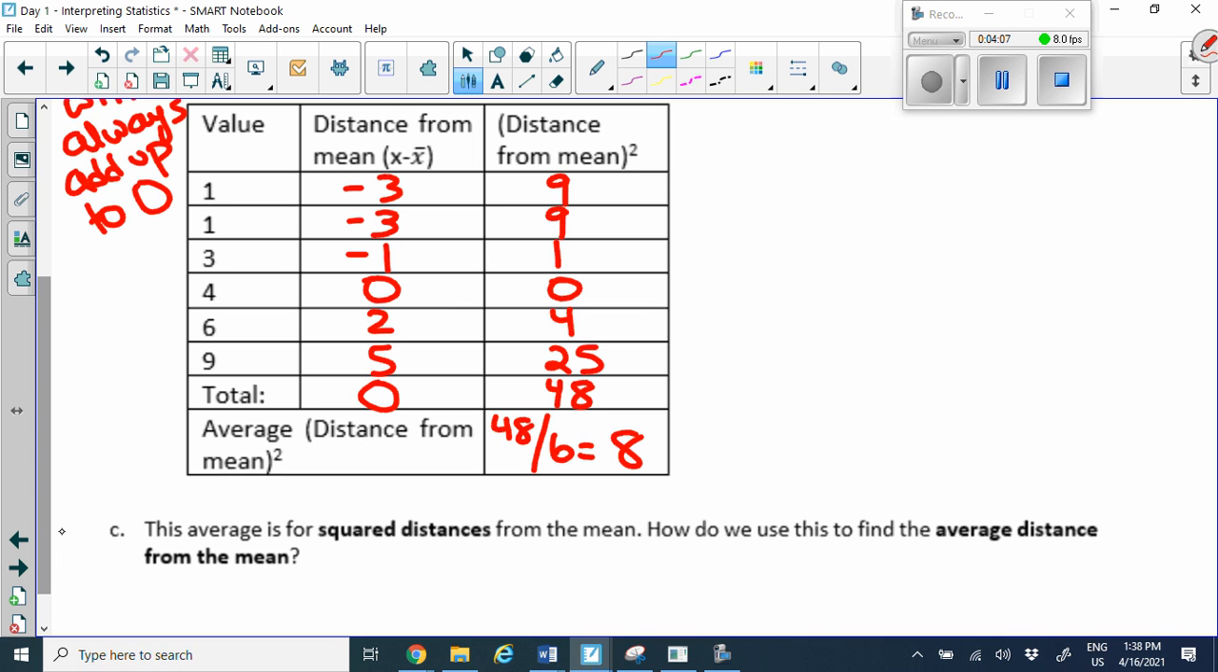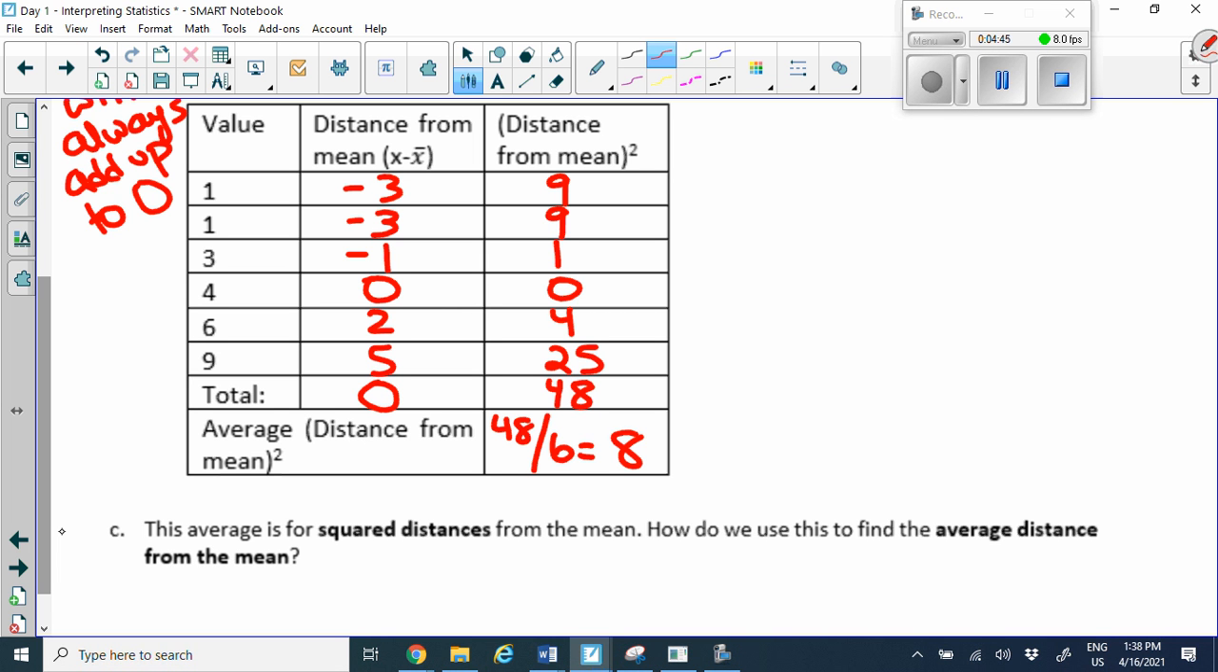So now it says this average is for squared distances, okay? So the idea is we want to figure out, well, what is the distance from the mean to our value? And we want to find the average of that. So what we had to do to make it positive is square it. And as I said, we can't use the absolute value because that actually gives us different information. That's a different statistic that we can find. But we don't want it squared because we want just the value minus the mean and the average of that. So as it says, this average is for squared distances from the mean.